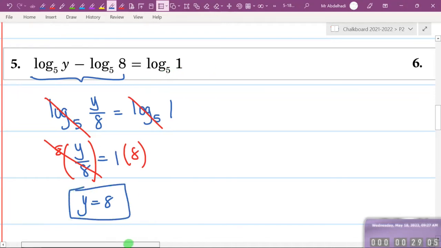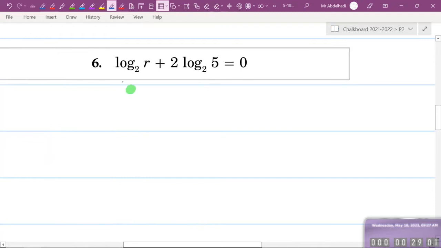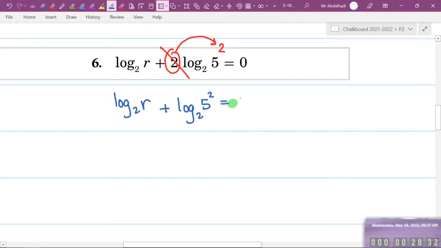Number 6, we got log base 2 of r plus 2. Okay, so this 2 is keeping me from doing my thing with the, what do you call it, with the combining of logs. So what do I do with it? Like we did in number 1, you just bring it up here. You move it out of the way. You put it back up in the tower, right? So it's not bothering you. And now you can just deal with this. Log base 2 of r plus log base 2 of 5 squared. So that's going to be 25, later equals 0.